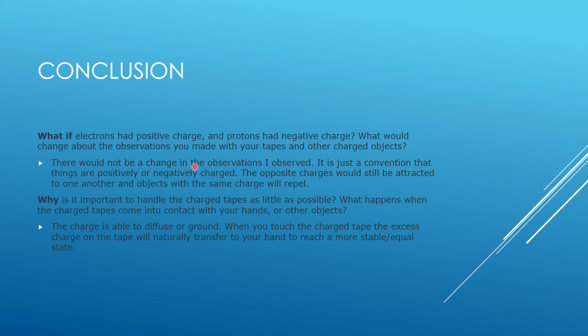The opposite charges would still be attracted to one another, and objects with the same charge would still repel each other. Why is it important to handle the charged tapes as little as possible? It's because charges will diffuse or ground themselves on something. So when you touch it, the electrons disperse and naturally transfer to a more equal or stable state, like a neutral state.